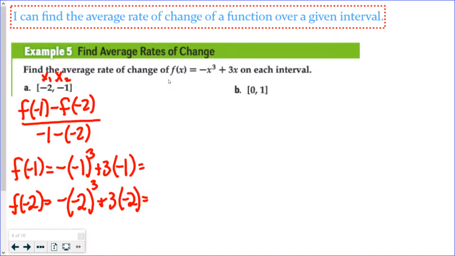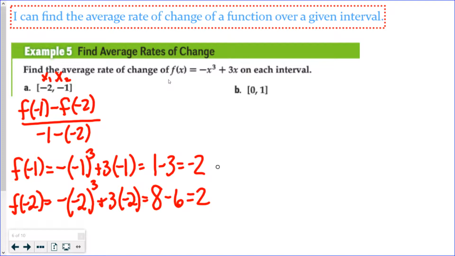All right, when we plug in that negative 1, we've got negative 1 cubed, which is negative 1, times another negative 1 would be positive 1. 3 times negative 1 is minus 3, so that's negative 2. For f of negative 2, I've got negative 2 times negative 2 is 4, times the third negative 2 would be negative 8, times the negative makes it positive 8. 3 times negative 2 is negative 6. 8 minus 6 is 2.